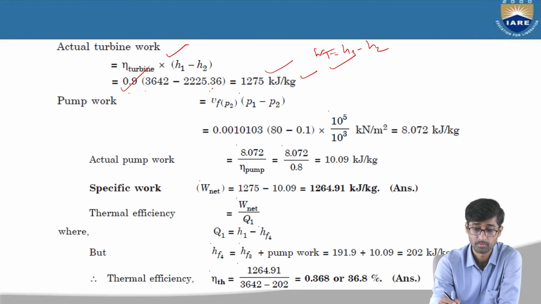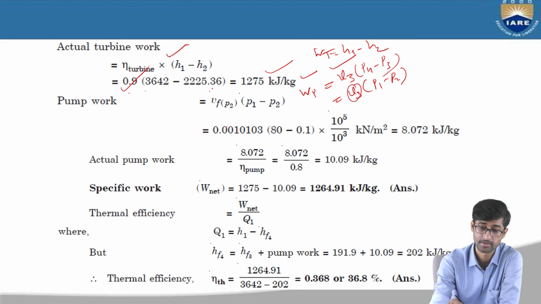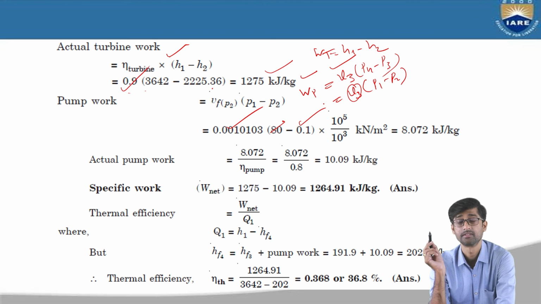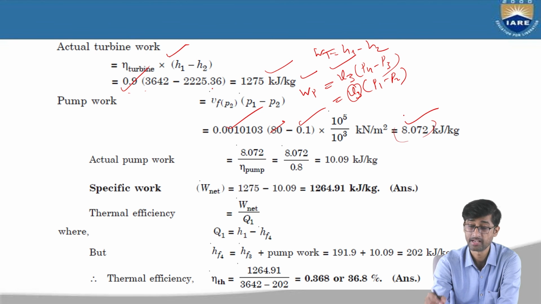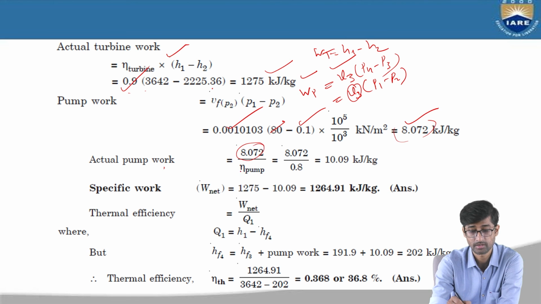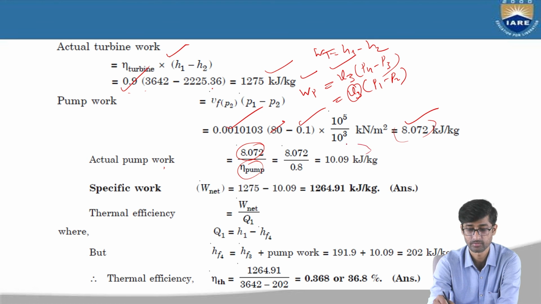Now what is the pump work? Pump work we already know is equal to VF, that is V3 into P4 minus P3, or we can write V3 into P1 minus P2, right? So V3 at 0.1 bar, what is the value of VF? And P1 is given as 80 and P2 is given as 0.1. Now substitute here, calculate the value of pump work. Now this is the ideal pump work, not the actual pump work. Now what is the actual pump work? Actual pump work is equal to ideal pump work divided by pump efficiency. We are already given in the question pump efficiency 0.8, so divide by this. This is the actual pump work.